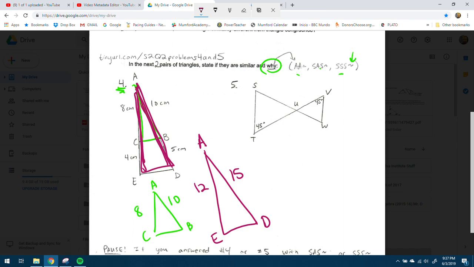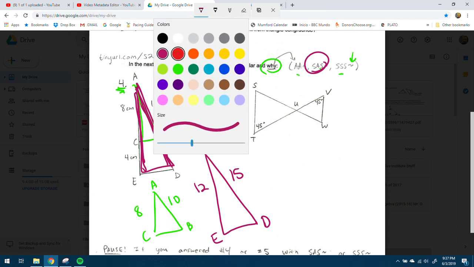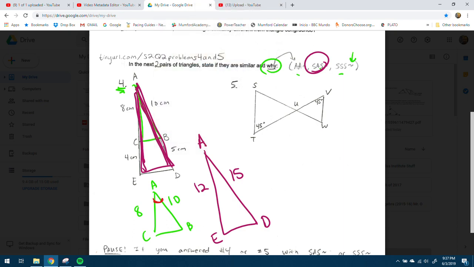We're gonna try to get side, angle, side. The reason that that's going to work is because they both have A in them, right? Here's angle A in one triangle. Here's angle A in the other triangle. So we know that the angles are congruent. Now we just need proportional sides that touch.